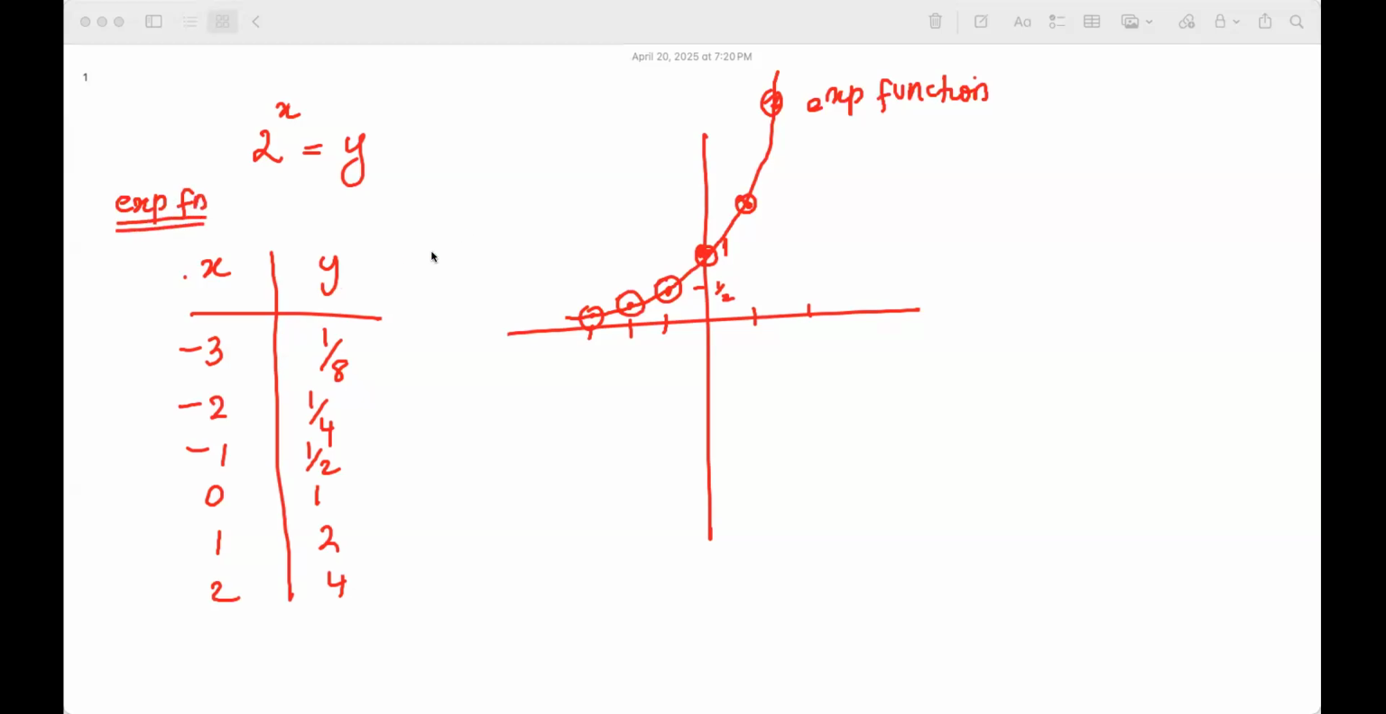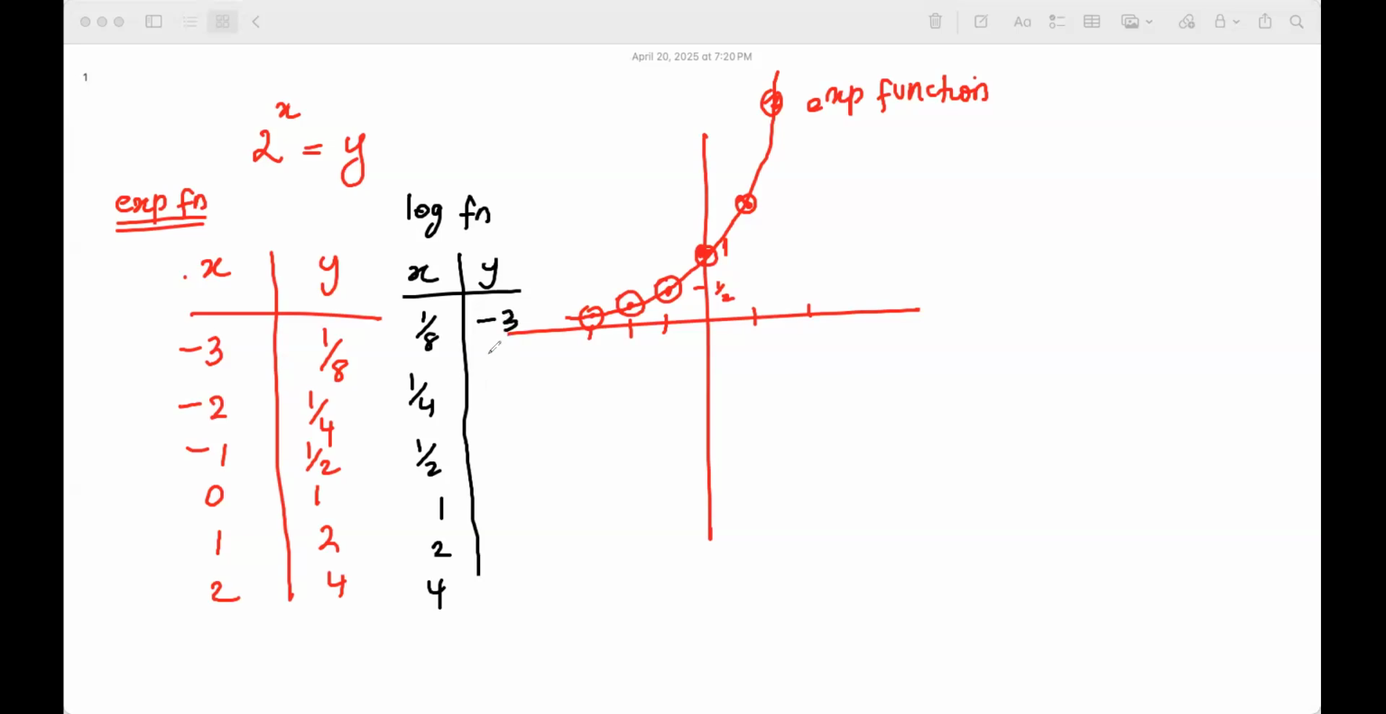Okay. Now, when you look at the function inverse, I want to draw the logarithmic function. Do you know how to draw the table for the function inverse? What happens in a function inverse? X and Y values get switched. Exactly, x and y will switch. So I'm going to write 1 by 8, 1 by 4, 1 by 2, 1, 2, 4. I'm just copying from here. I'm not doing anything. -3, -2, -1, 0, 1, 2.